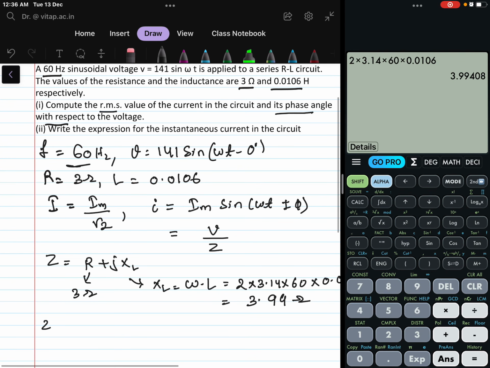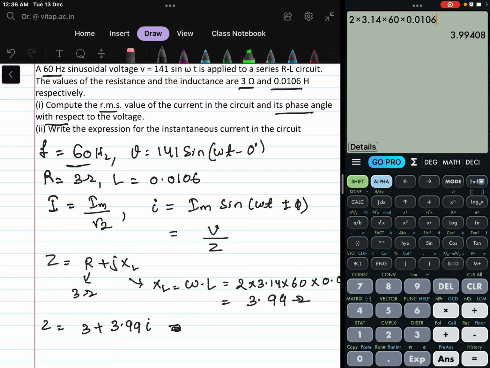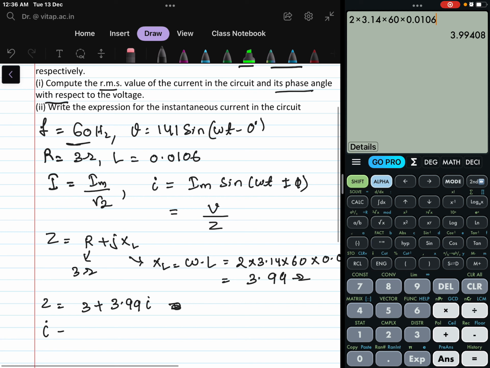Now, how much is my Z? Z is equal to 3 plus j3.99. Now I have to divide the voltage by this value. So my instantaneous current is equal to the voltage, which is 141 with a phase angle of 0 degree, divided by Z, which I also have to represent in polar form.